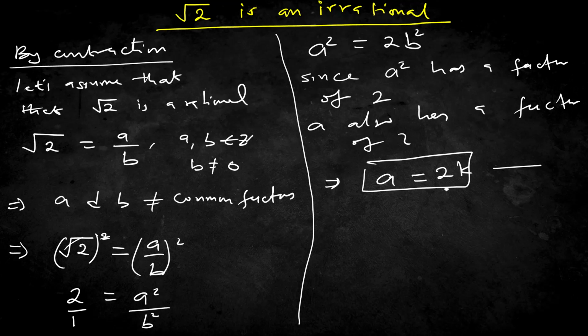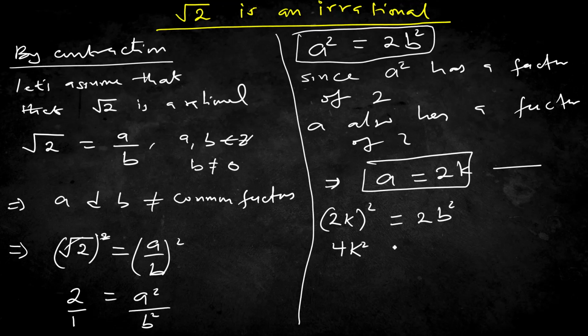So we go back to the equation. We have a squared equals 2b squared. Let's do substitution. We have a equals 2k, so let's put a here. So we have 2k squared equals 2b squared. So we have 4k squared equals 2b squared. Divide both sides by 2. So we have 2k squared equals b squared.